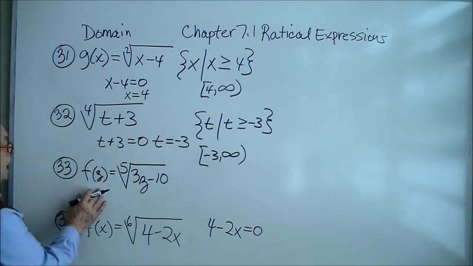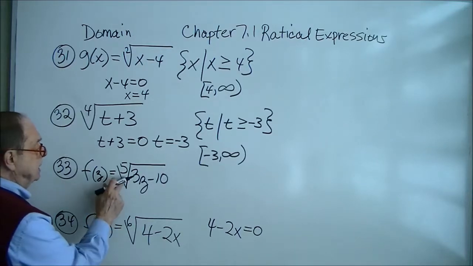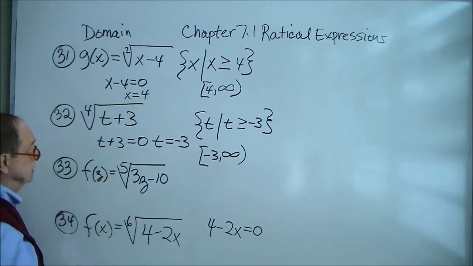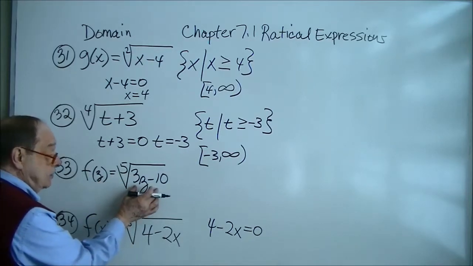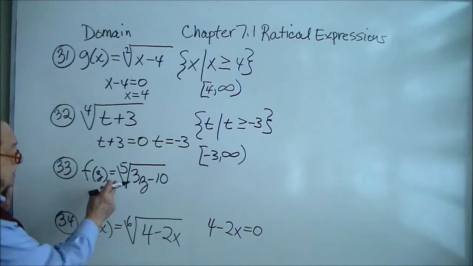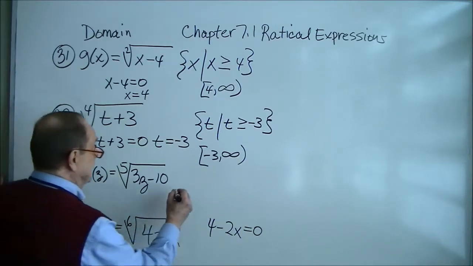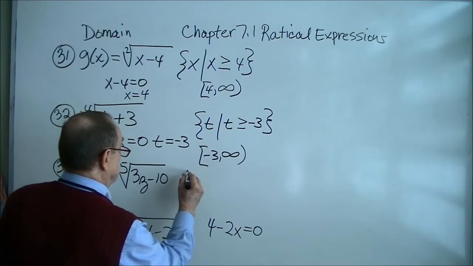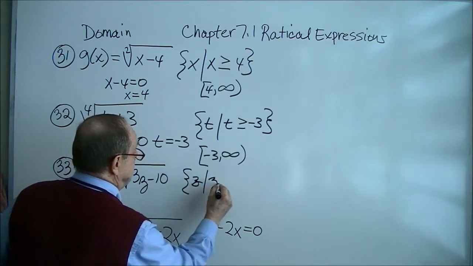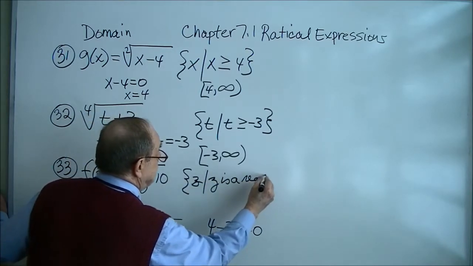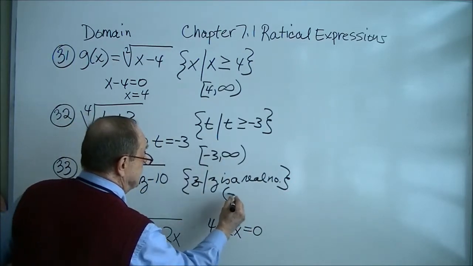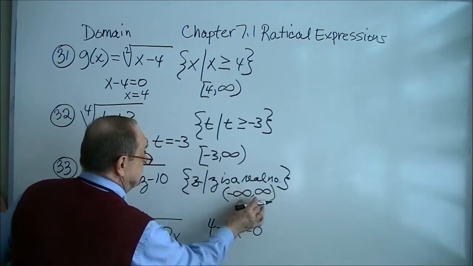Now for number 33, the key to it is, what's the index number? Well, the index number here is 5. That's odd. So can you have a negative under the radical sign? And the answer is yes, because it's an odd number. So here we'll say z is such that z is a real number. In interval notation, negative infinity to positive infinity.